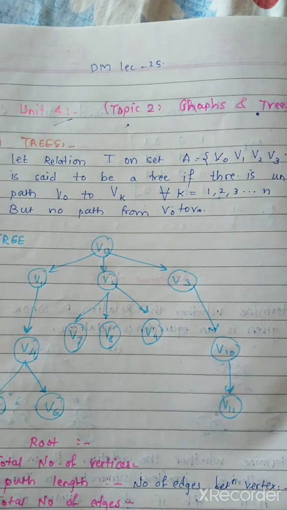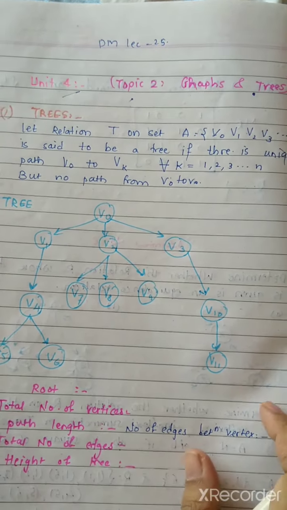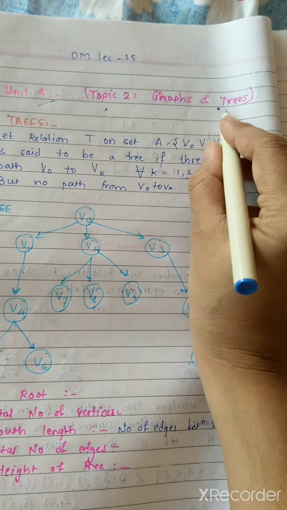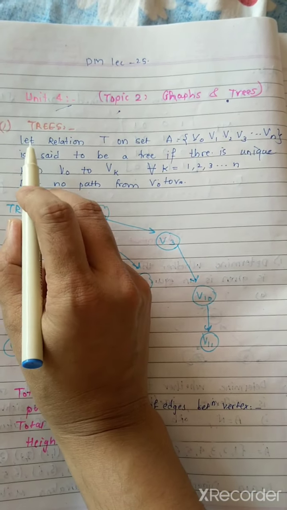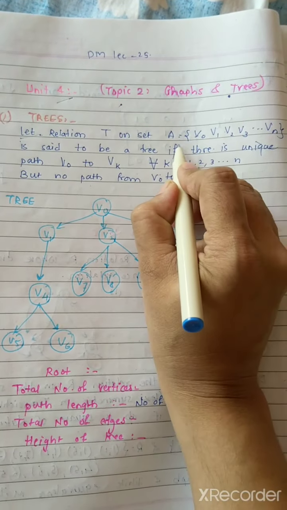Lecture number 25. In this lecture we are going to see graphs and trees. First we'll start with trees. Now what is a tree? For that purpose we'll take one set.